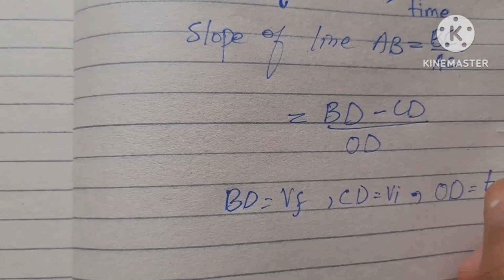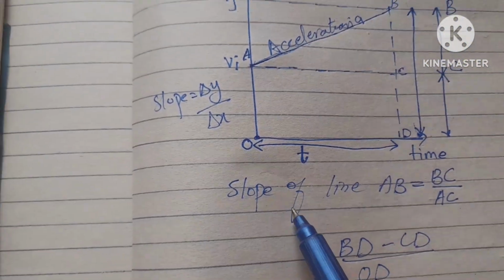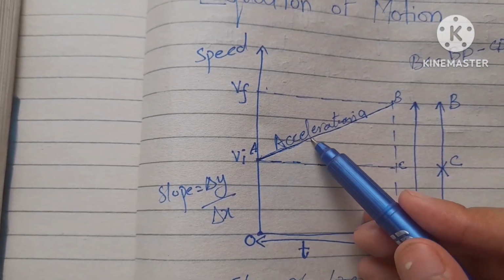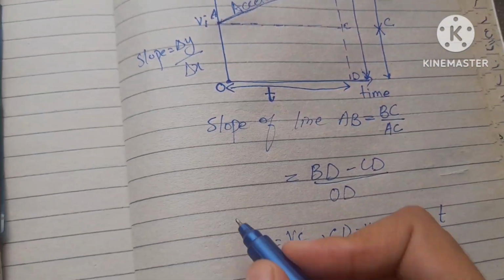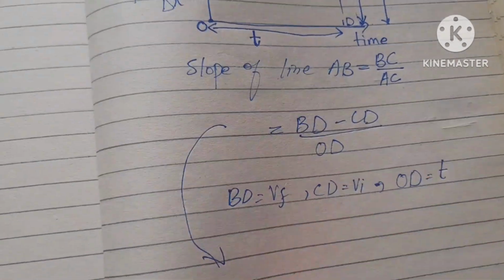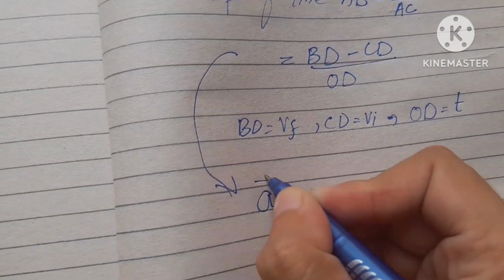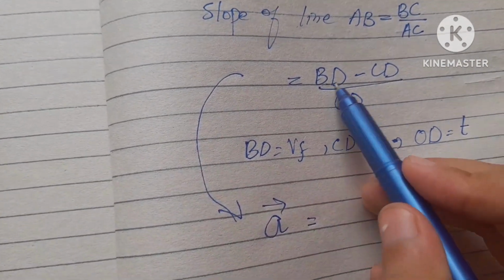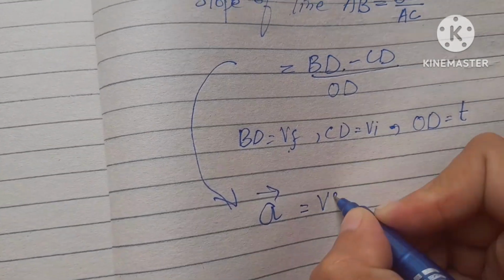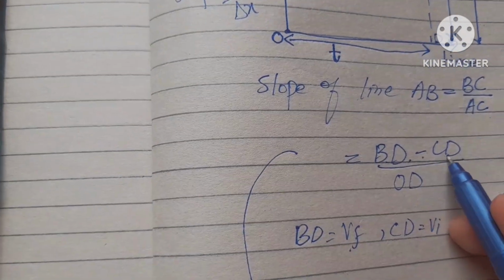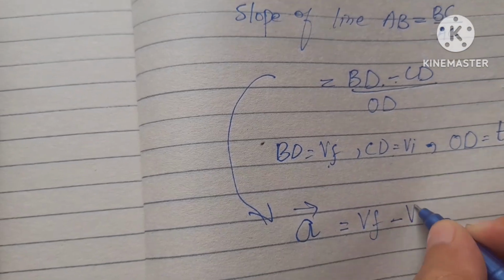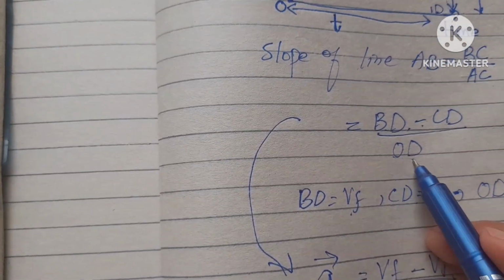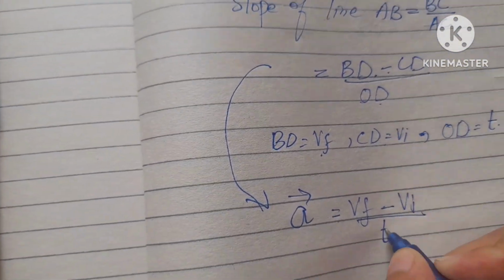Okay, and the slope of line AB is equal to the acceleration, so we can write that acceleration is equal to BD, which is VF, minus CD, which is VI, divided by OD, which is the time t.